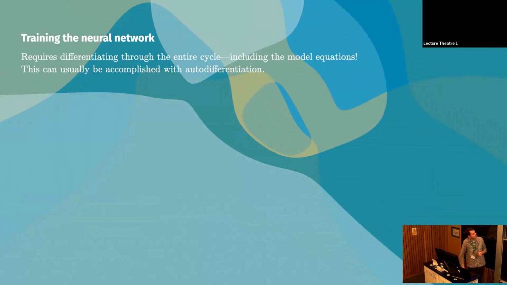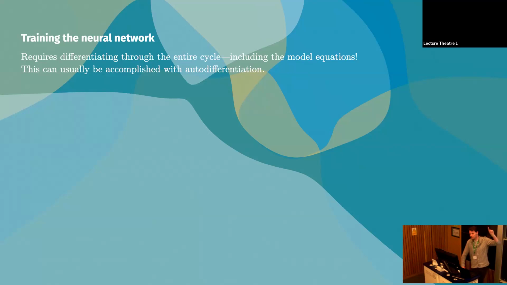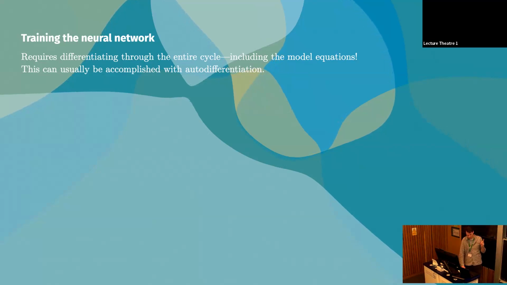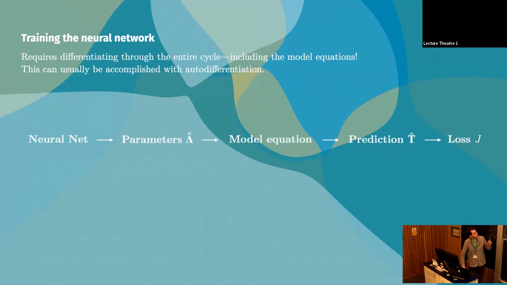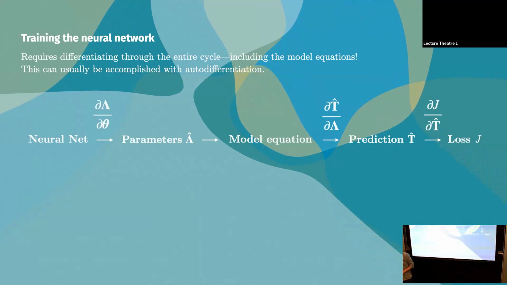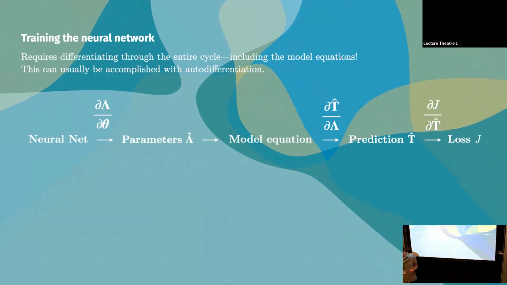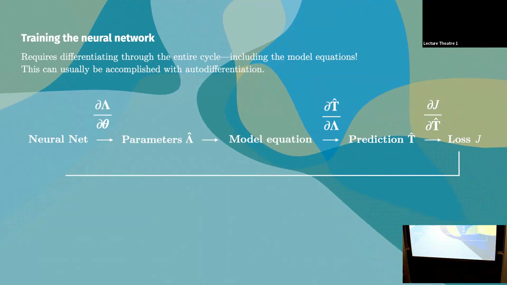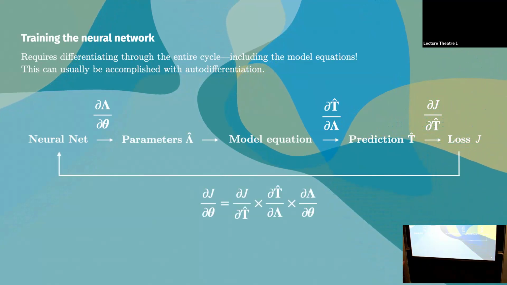So what does the loss function look like? Well, training the neural network requires differentiating through this entire cycle, okay? Which includes differentiating through the model equations. So if we look at the cycle again, just in a linear way, we go from neural network output to parameters to model equations to the prediction to the loss. What we can do is track these gradients at each step and then concatenate them using the chain rule to get the gradient of the loss with respect to theta.